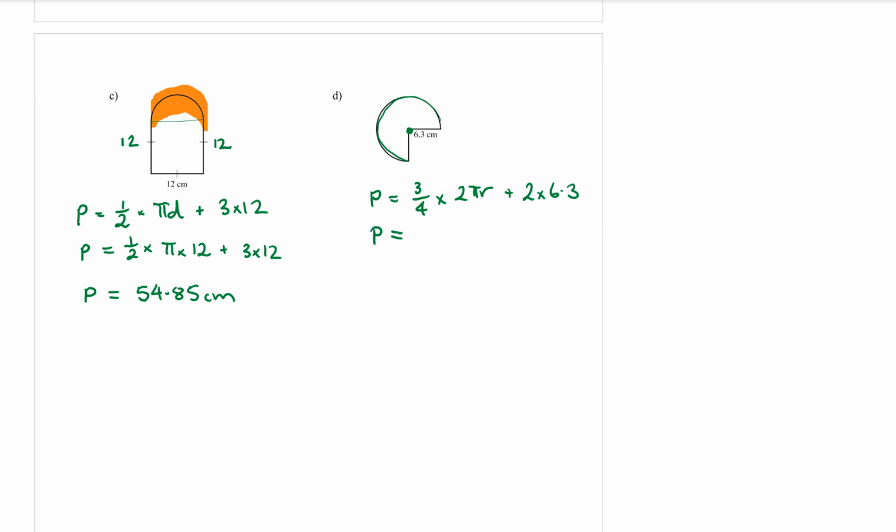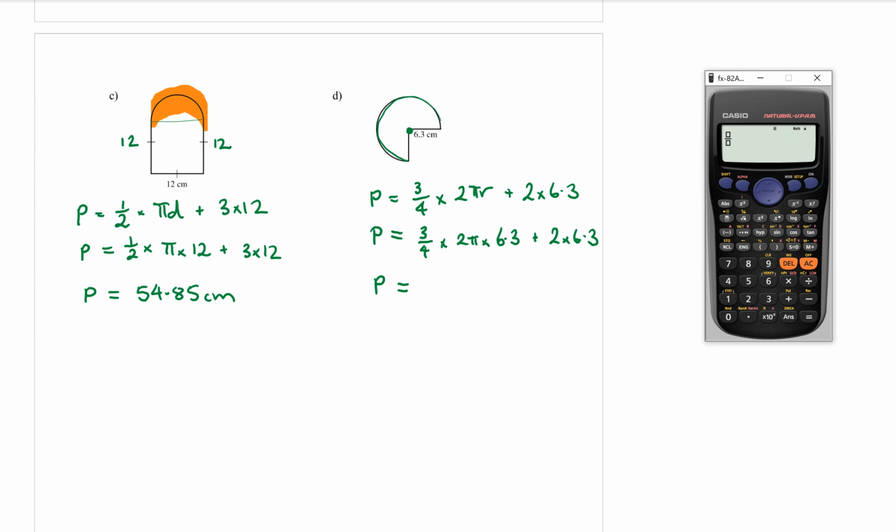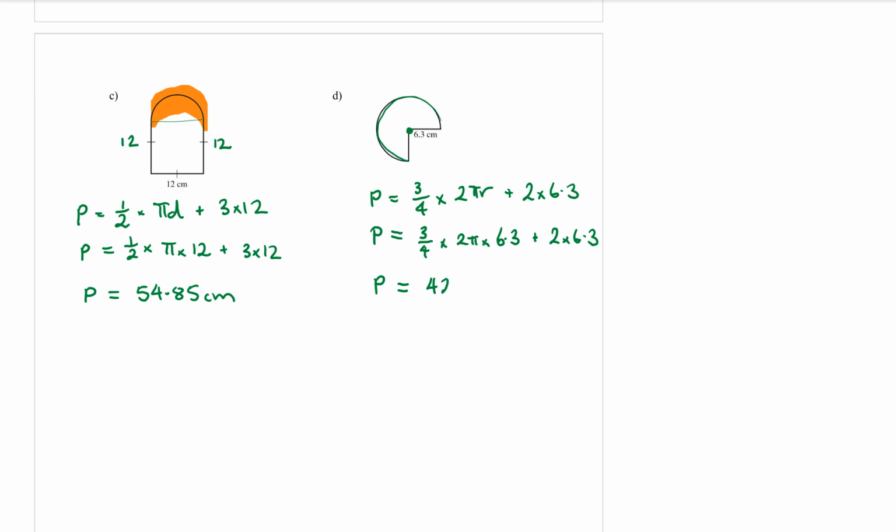Second line, substitute in the radius. So 3/4 times 2 pi times 6.3 plus the 2 straight sides. And calculate. So 3/4 times 2 times pi times the radius of 6.3 plus the 2 straight ones is 42.29 centimeters. And that's it.